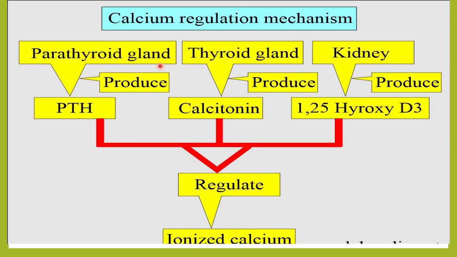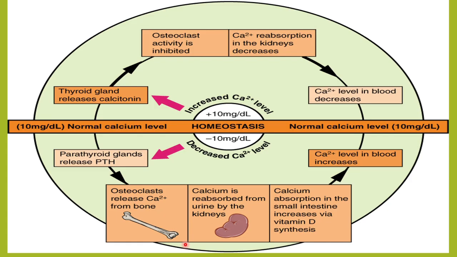These are the hormones, parathormone, calcitonin and vitamin D, secreted by the parathyroid gland, the thyroid gland and the kidney respectively, which regulate the calcium, that is the ionized or active calcium. Whenever the calcium level is increased in the blood, the thyroid gland will release calcitonin, and calcitonin will decrease the level of calcium.